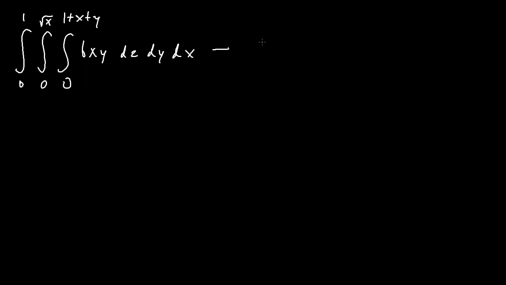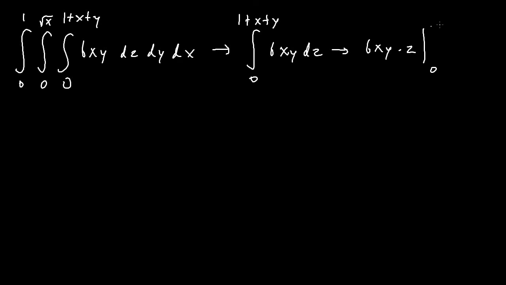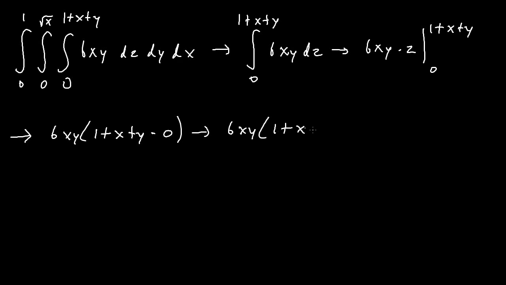So if I rewrite the inside integral from 0 to 1 plus x plus y of 6xy, and we're going to integrate with respect to z, since this entire thing is a constant, the integral is just going to be 6xy times z. Let's evaluate that from the z bounds of 0 to 1 plus x plus y. So when I plug in 1 plus x plus y for z, we'll get 6xy times 1 plus x plus y, minus when I plug in 0, we'll just get 0. So we're left with 6xy times 1 plus x plus y.